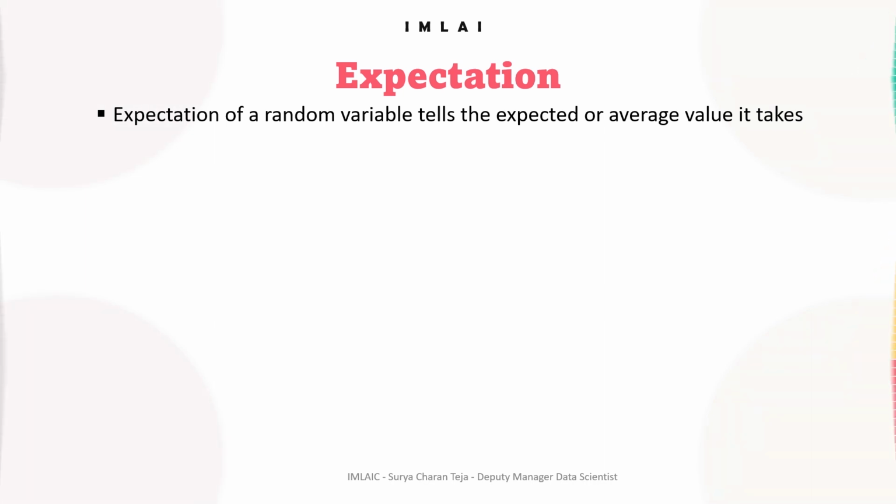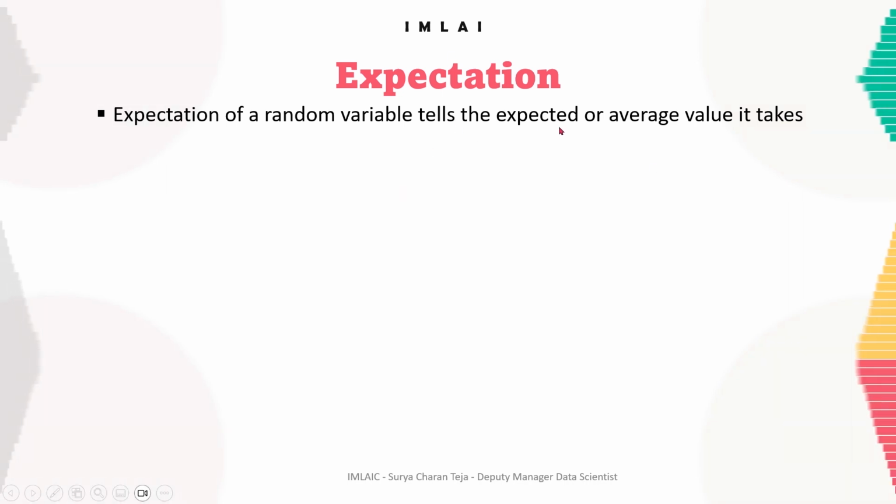The expectation of a random variable is a measure of its central tendency, representing the average value of the RV. That's what your expectation is. So expectation represents the average value of a random variable. It tells the expected or average value it takes.